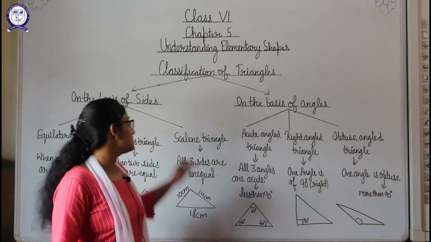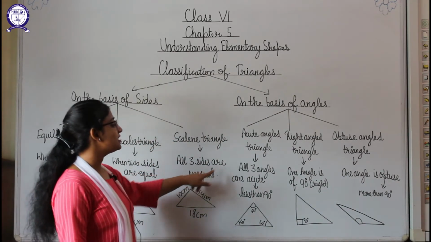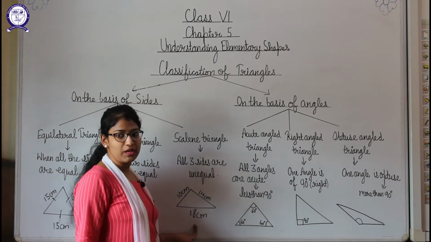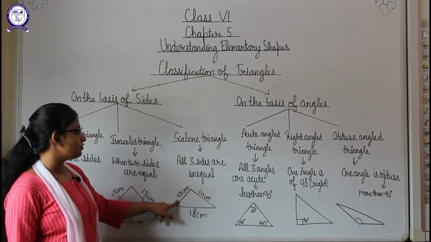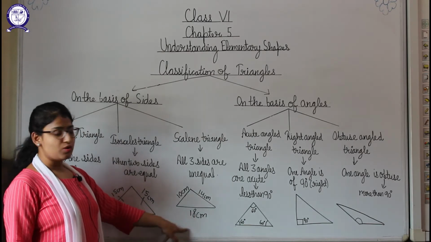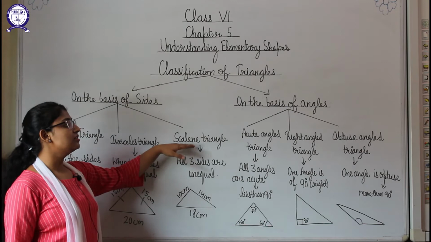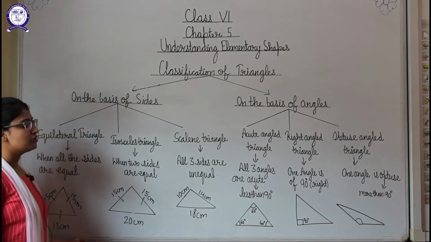Now according to the sides, third one is scalene triangle. All the 3 sides are unequal, means from these 3 sides no side will be equal, they have different measurements. So in this it is of 10 centimeter, it is 14 centimeter and it is 18 centimeter. So as all the 3 sides are unequal, so this is a scalene triangle. So these 3 are the triangles on the basis of sides.